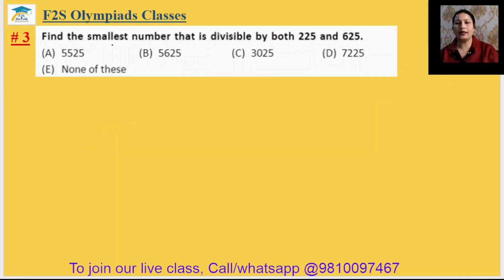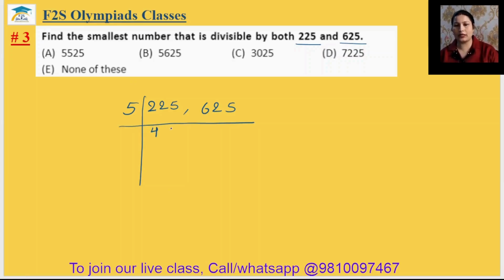Third one. Find the smallest number that is divisible by both 225 and 625. To find the smallest number which is divisible by the given set of numbers, we will find the LCM, lowest common multiple. So 225, 625. Take the common factor as 5. We will take all the prime common factors. 5 4s are 20, 5 5s are 25, 5 1s are 5, 5 2s are 10, 5 5s are 25. Again, we can take 5: 5 9s are 45, and 5 25s are 125.